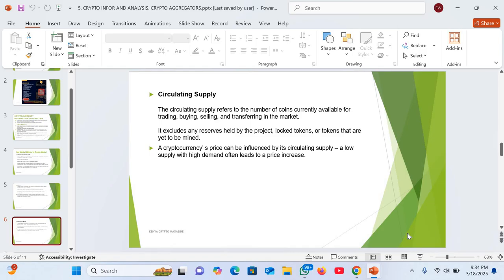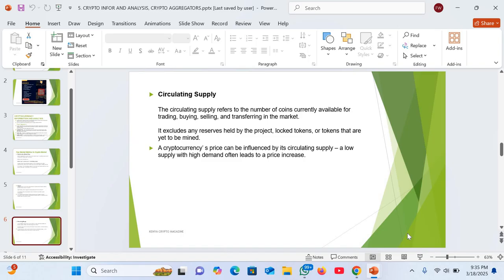That means we have another 2 million that is yet to be mined, and some held as reserves. I hope you're together. 19 million is circulating in the crypto market, and then we have an additional 2 million to make up the 21 million that is yet to be mined. That is why there is a very important process called Bitcoin mining. And I believe Wanjiku was able to take you through that.